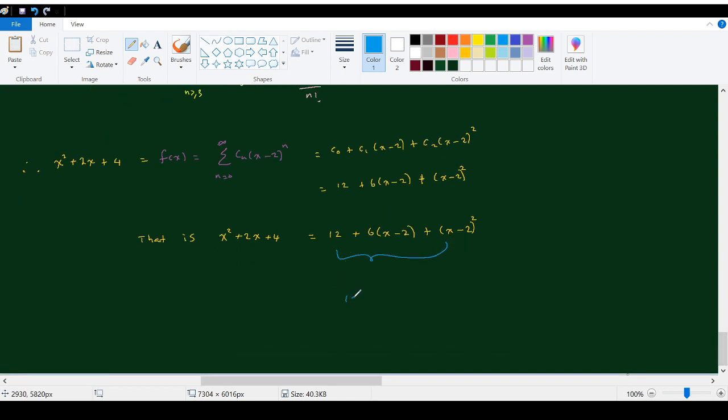So what will happen if we try to do that? This is 12 and this is 6x, and this will be minus 12x, minus 12 plus x squared, and if we expand this one, it will be minus 4x plus 4, right? And this will be equal to x squared will be there, and 4x and 6x will give you 2x, and this 12 and this negative 12 will get cancelled out, leaving us with 4. See, this is the same as this one.